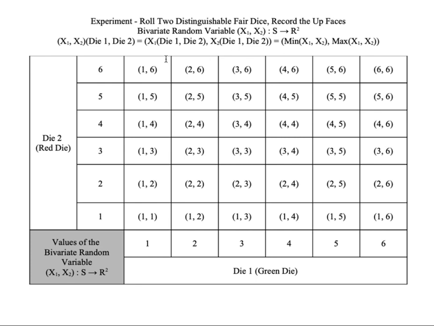So the point 6, 1 got mapped into the point 1, 6. Now notice that there are 2 cells in this table that have the point 1, 6. This cell and this cell. Likewise, there are 2 places where we get the point 2, 6. One here and one here.